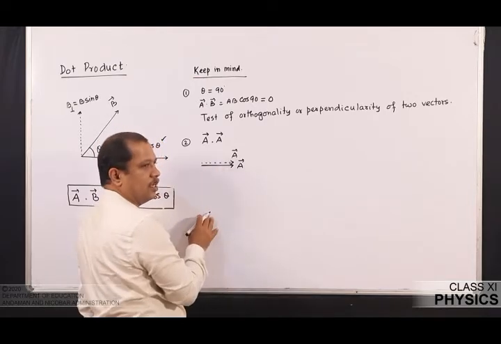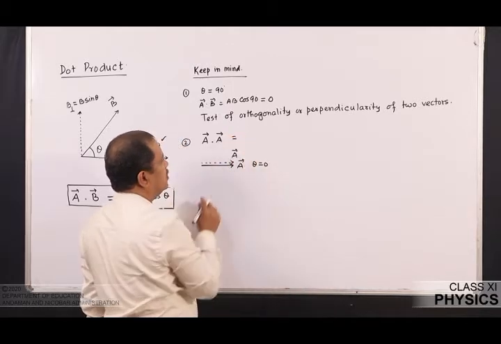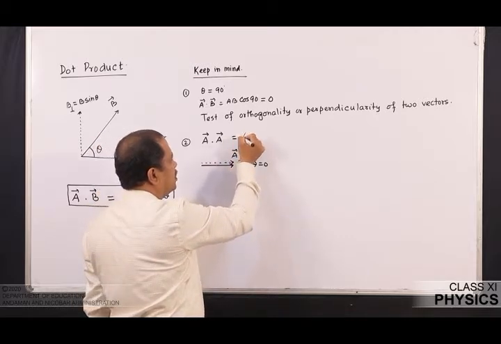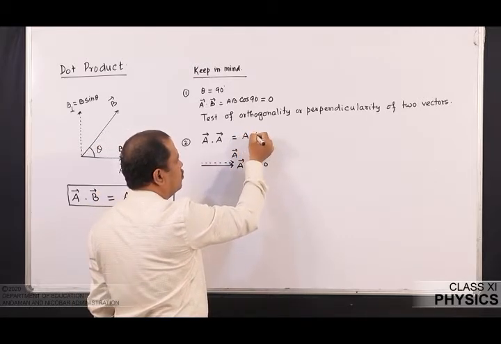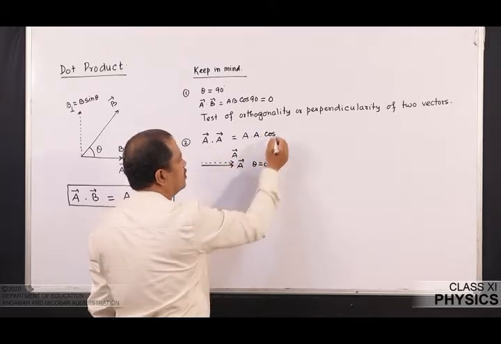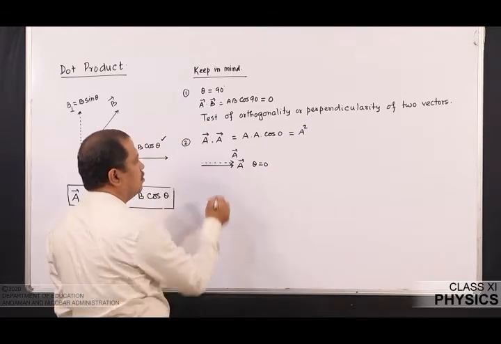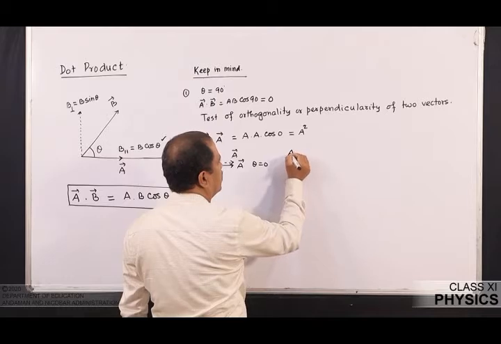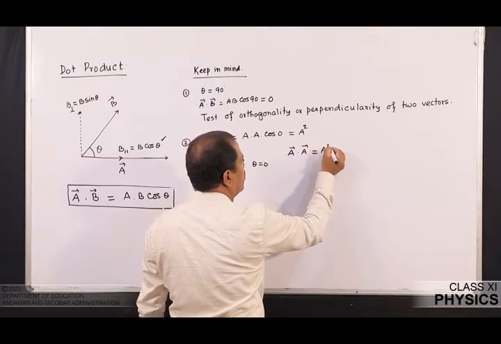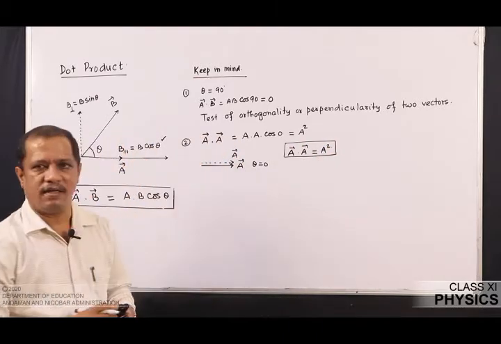In that case, these two vectors are parallel and the angle between them is 0. When I find the dot product of two vectors, it is the magnitude of one vector times the magnitude of the other vector times the cosine of the angle between them. The angle between them for the same vector is 0, so this is equal to A squared. So with this, we get the condition that the dot product of a vector with itself is the square of its magnitude. This will be the second condition.